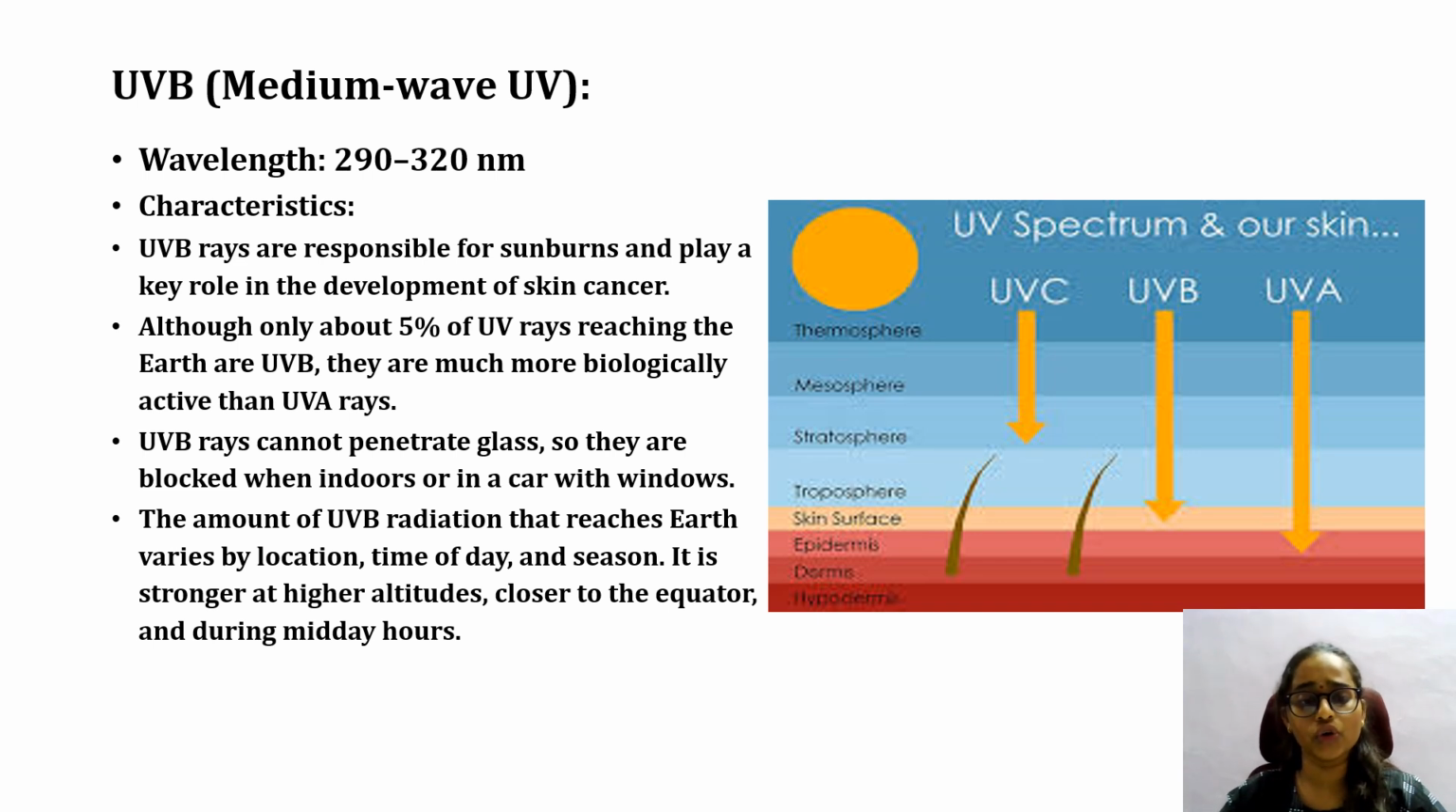The amount of UVB radiation that reaches Earth varies by location, time of day, and season. It is stronger at lower latitudes, closer to the equator, and during midday.